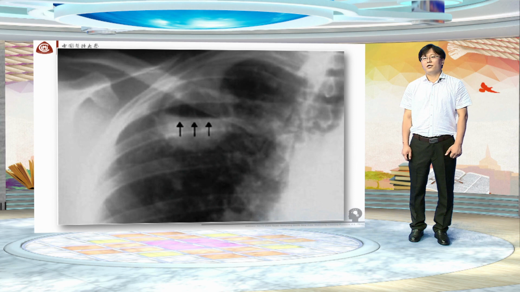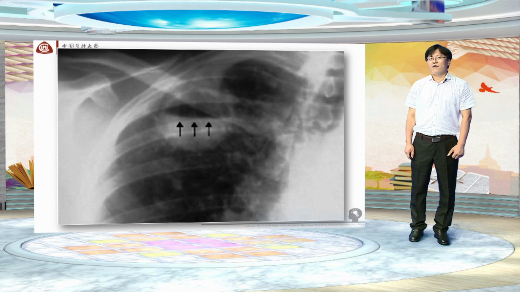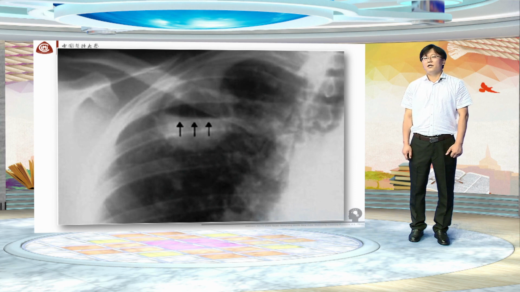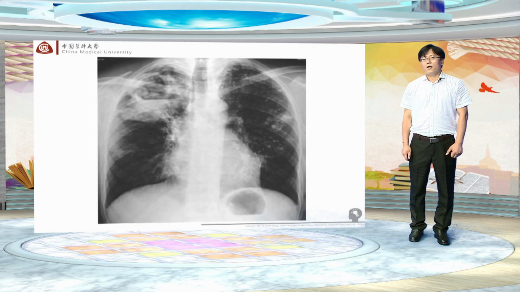This chest X-ray shows a cavity in the upper lobe of the patient. We can see the air-fluid level. And this chest X-ray shows a big cavity in the right upper lobe of this patient. Also, we can see very extensive infiltrations in the same lobe.